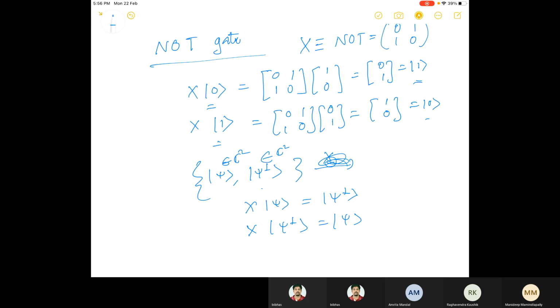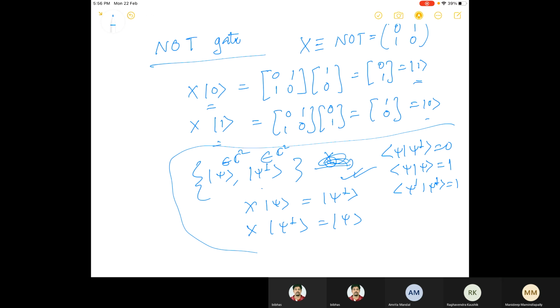So we can have infinitely many bases, like psi and psi perp. Psi perp means the vector perpendicular to psi, so the inner product of psi perp with psi is 0, and both have unit norm. So the question is, is it really a replica of a classical NOT gate? And the answer is no. We'll see that a little later.